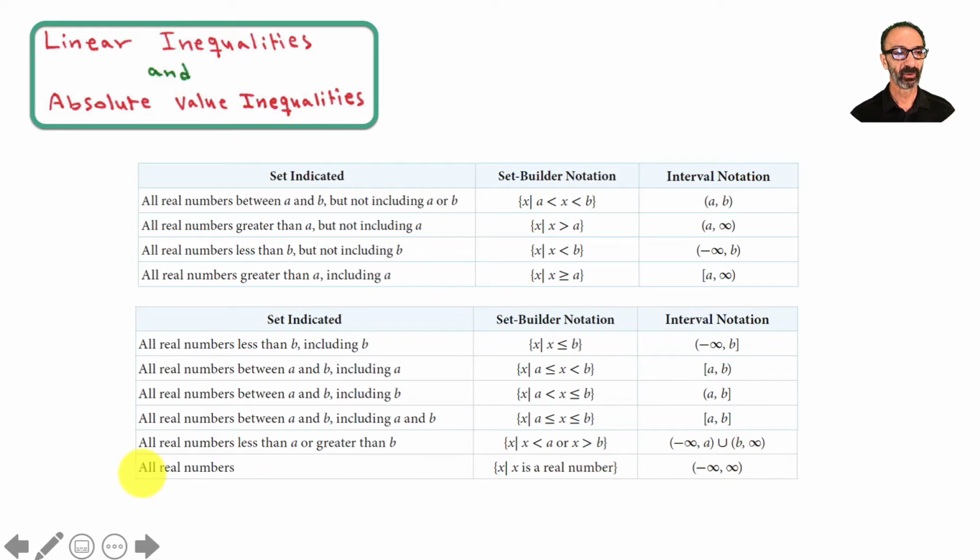The last one, all real numbers, means x such that x is a real number, and in interval notation it will be from negative infinity to infinity, open parentheses. This is called set builder notation. So if you're asked to write set builder notation, that's how you write it. If you want to write interval notation, that's how you write it.